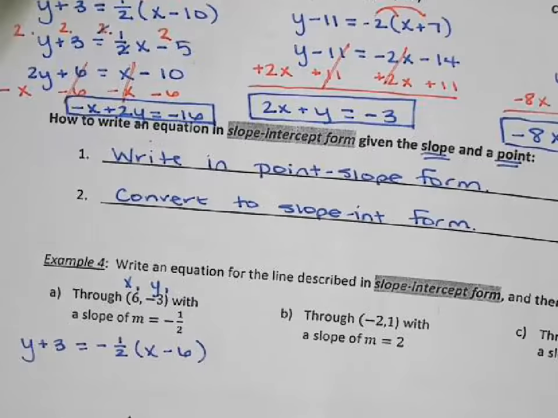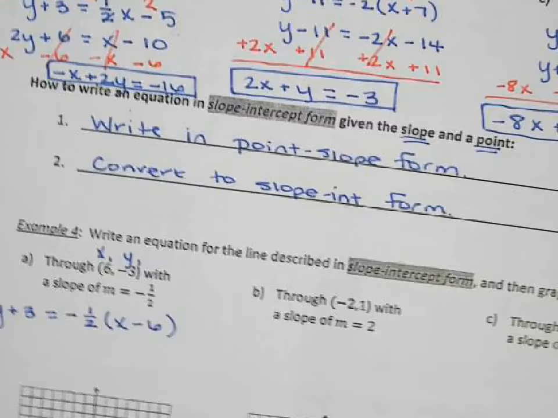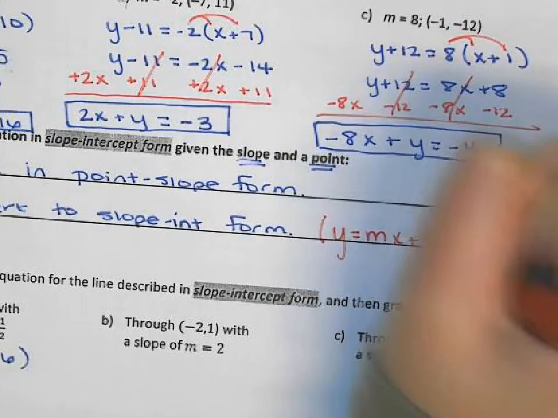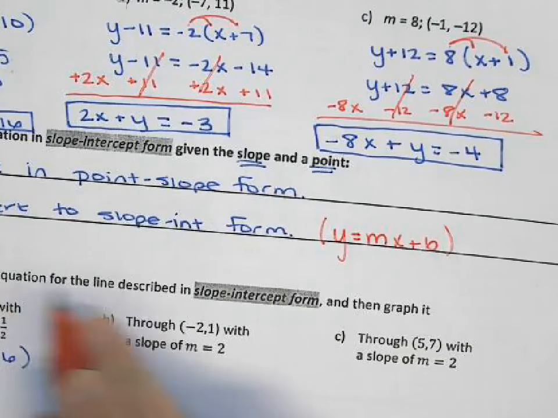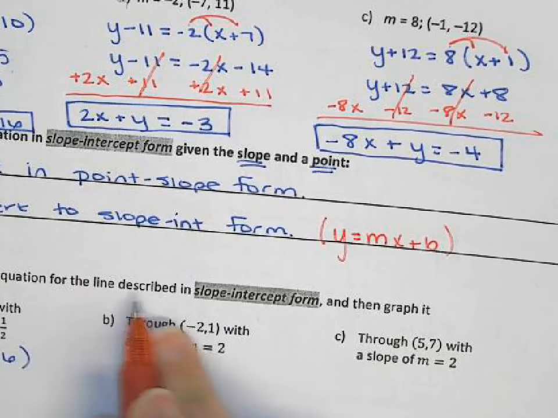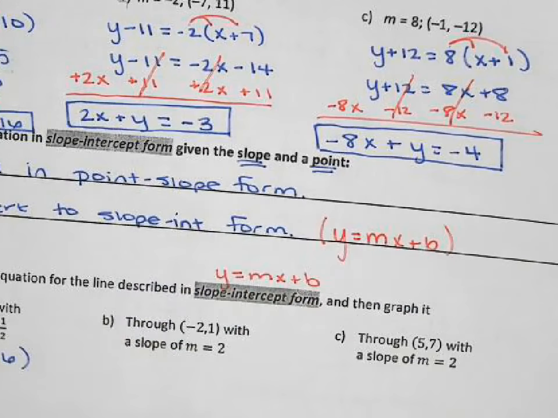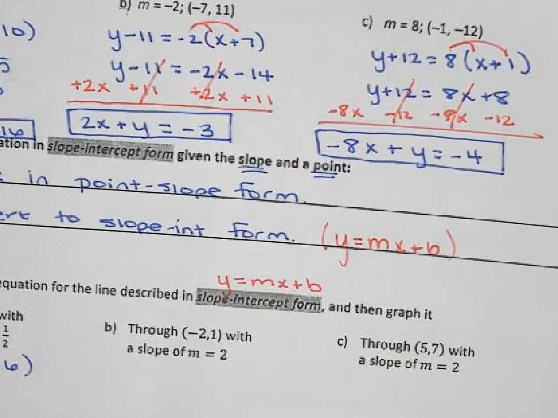Now slope-intercept form. What does slope-intercept form look like? Yes, that's the y equals mx plus b form. So sometimes it's easy if you write that down. When you're reading the directions, write an equation for the line described in slope-intercept form, write what it's supposed to look like right above it, so that when you write your answer, you can make sure it looks right, because it's going to tell you what form it wants your answer in. Okay? And once we have it in that form, we're good. We're golden. We know how to graph it from there.